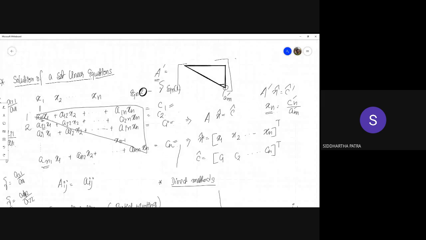So if your I is 2, then when you are eliminating the second variable from all the equations except equation number 1 and 2, by that time the coefficient of x1 is already 0 in all the equations, because you have already eliminated the first variable from all the equations except the first equation. So that's why the loop runs from k equals I to n.